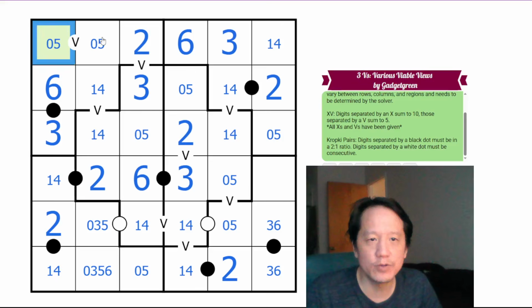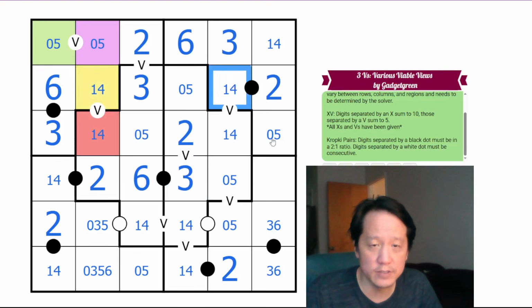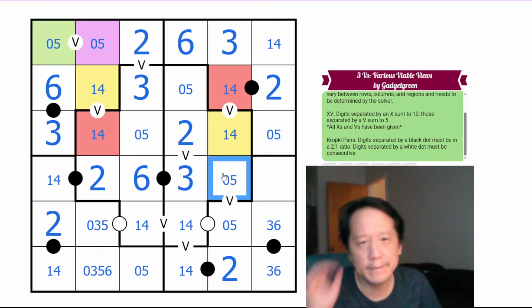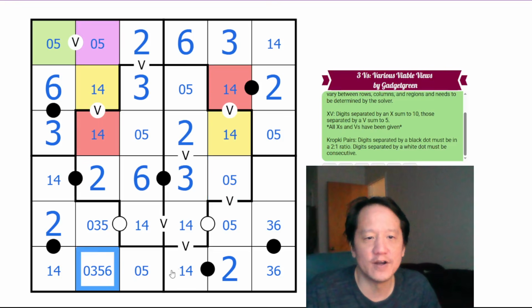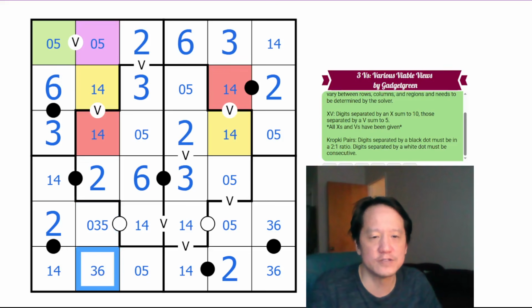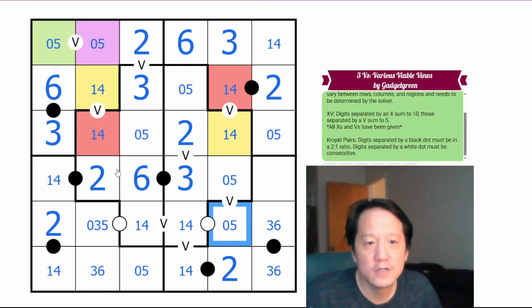We'll mark this as green and pink. How about this as yellow and red? So yellow means this has to be red, which means this is yellow. This cannot be 0 or 5 because there would have to be a V between them. So this is not 0 or 5, it's 3 or 6. This is red, this is yellow, which makes this red. Therefore, these are both yellow.